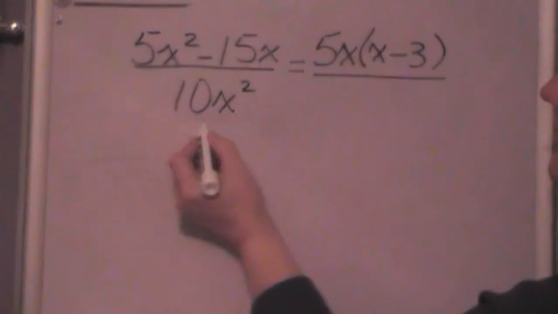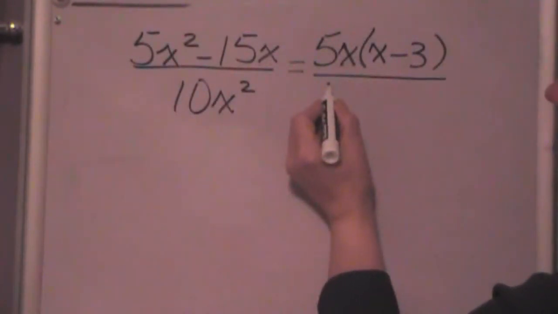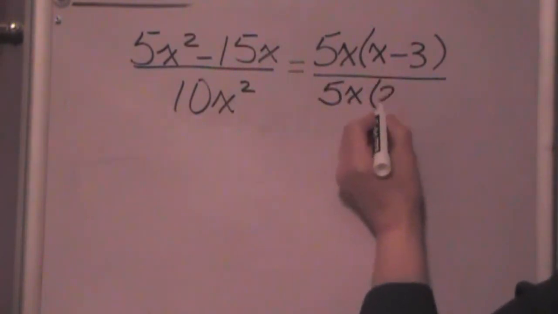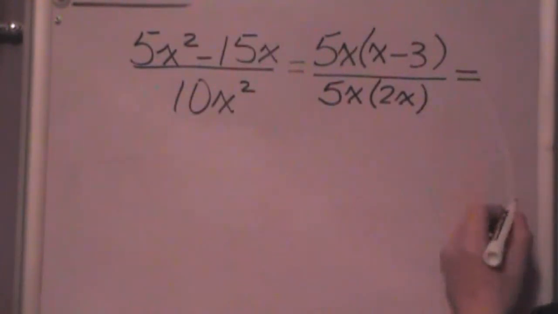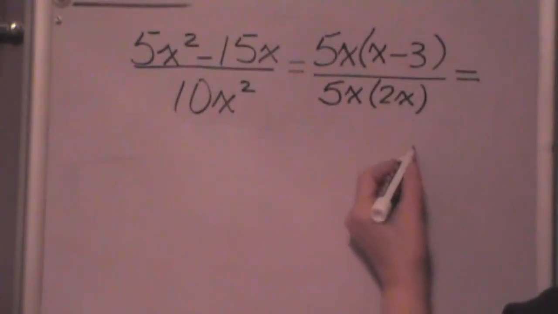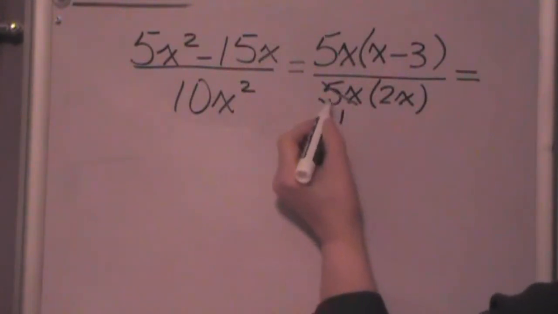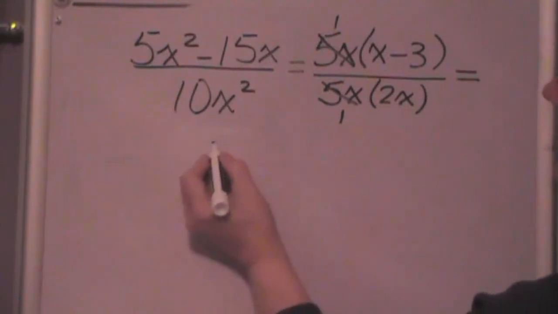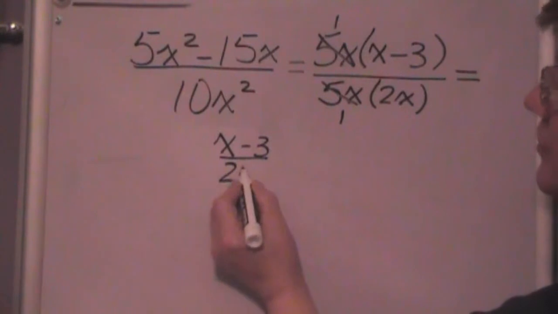And I'm going to factor this one, even though with 10x squared you probably wouldn't have to, but this is 5x times 2x. Now it might make it seem like I made this a little more complicated, but it's just to show you that these do have common factors. Now that I've factored these out, I can cancel them out into each other, and I'm just left with x minus 3 all over 2x.